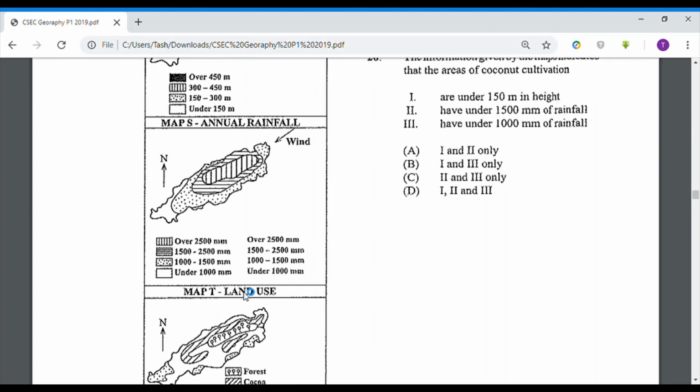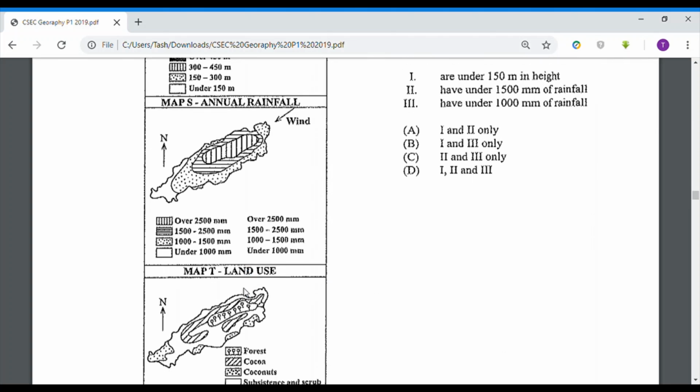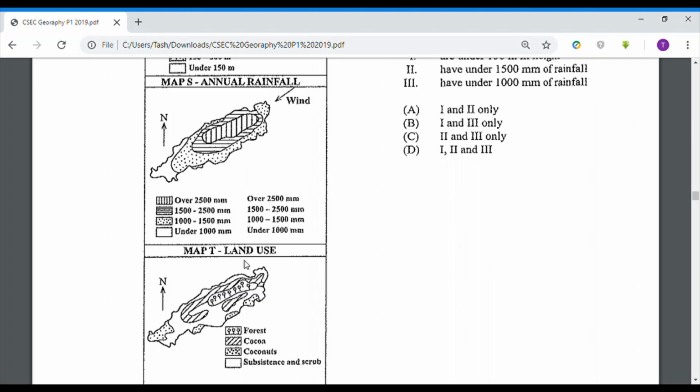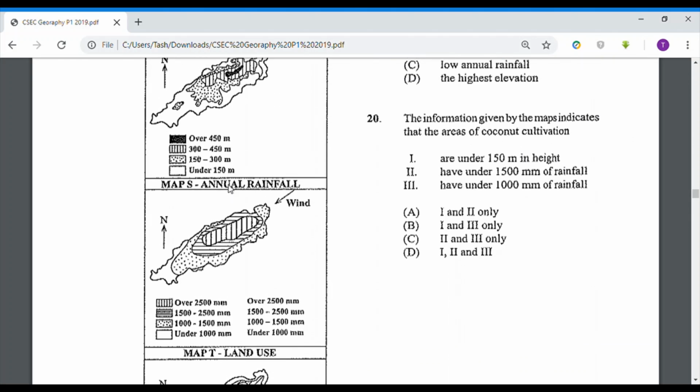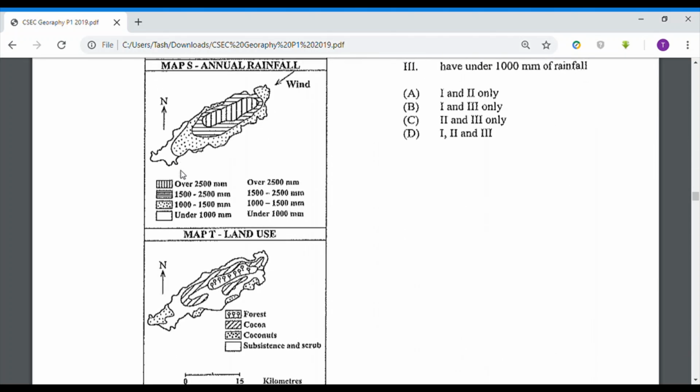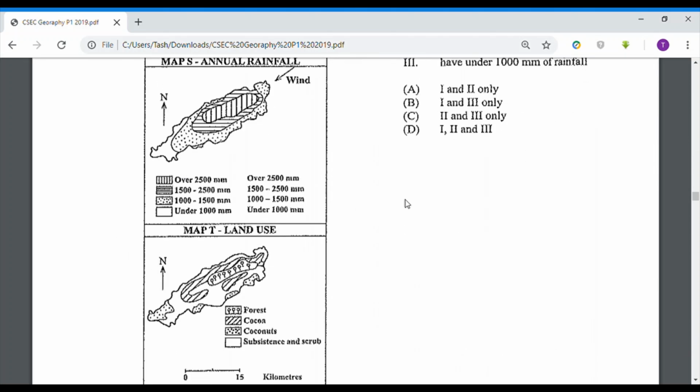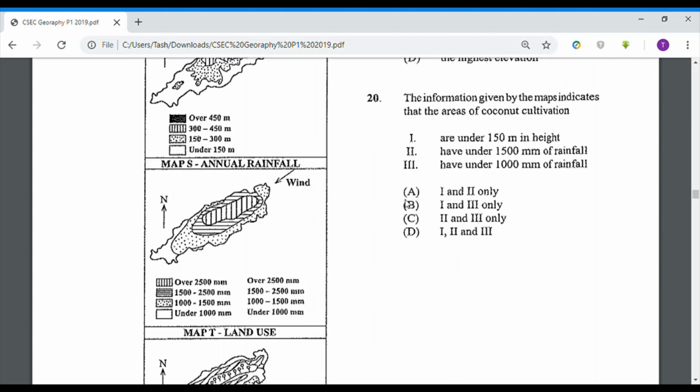So they are under 150 meters in height. Let us check. For height, remember you look at the relief map. Under 150 meters would have been in white. So that would have been all of the outskirts there. So yes, under 150 meters, that would have been one of our answers. So far we can eliminate letter C because it does not have 1 in there.